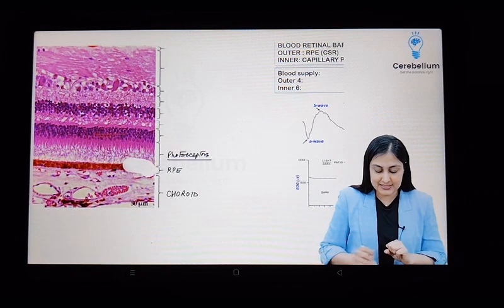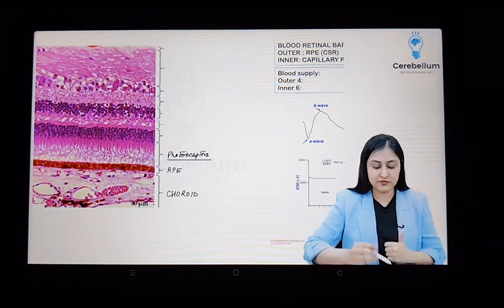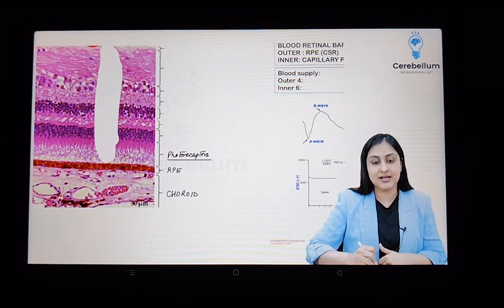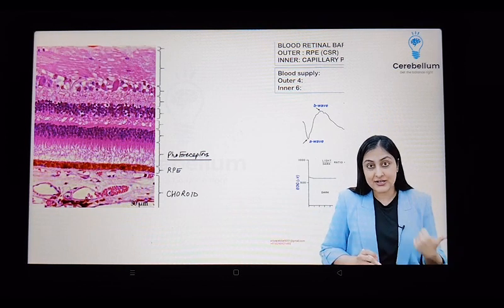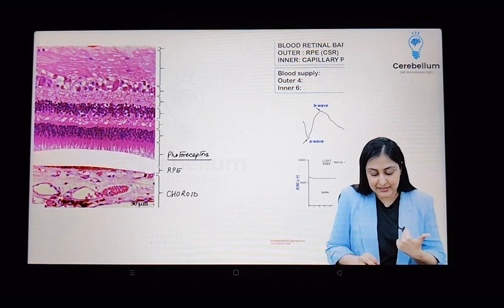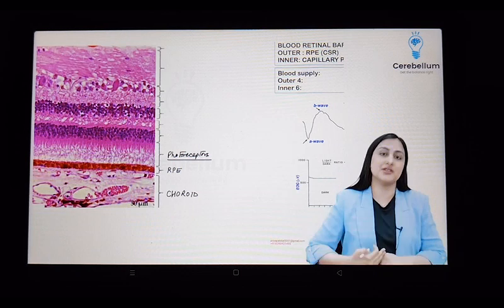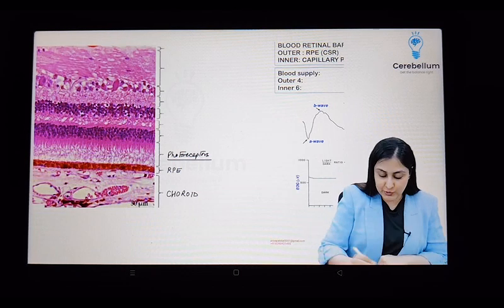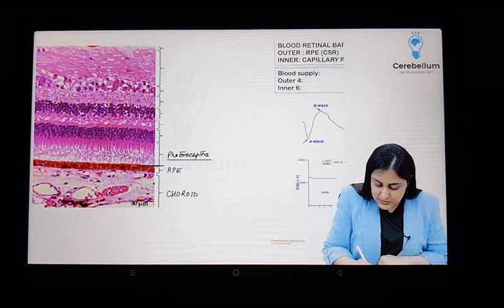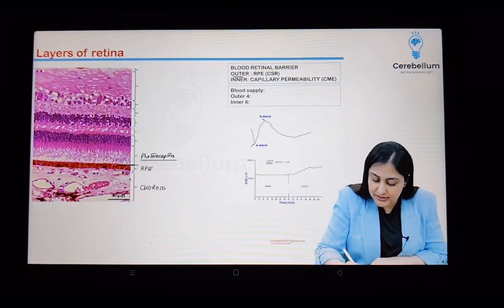In English, what it means is RPE is one side, and the rest of the retina is neurosensory retina. So basically what happens in retinal detachment is there is a break here, and the RPE detaches from the rest of the retina. Alright, so that's what you want to remember here. In fact, this is where you have the outer blood retinal barrier.